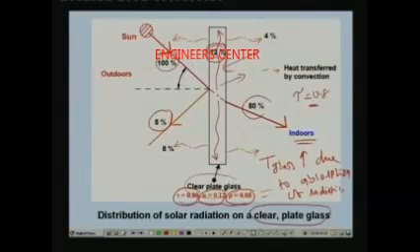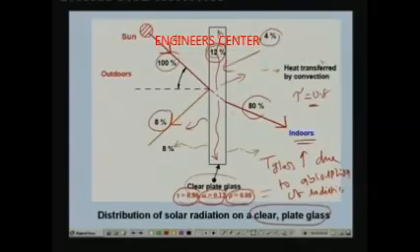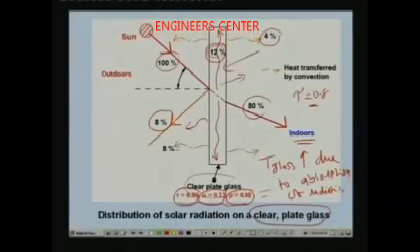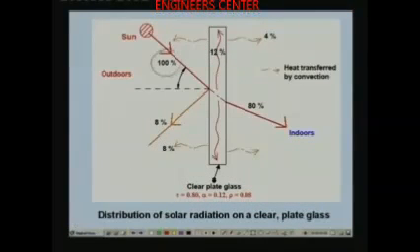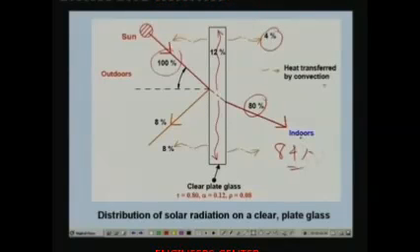Once the glass temperature increases, it rejects some heat by convection to the outside, and some part of it is rejected to the indoors. For example, typical values are that this particular glass will reject about 8% to the outside and about 4% to the indoors. So finally, you see that out of the 100% solar radiation incident on the surface, 80% plus 4%, that is 84%, is directly transmitted to the building or to the indoors, while 16% is transmitted to the outside. This is for a clear plate glass, and these values will be different for different types of glasses.